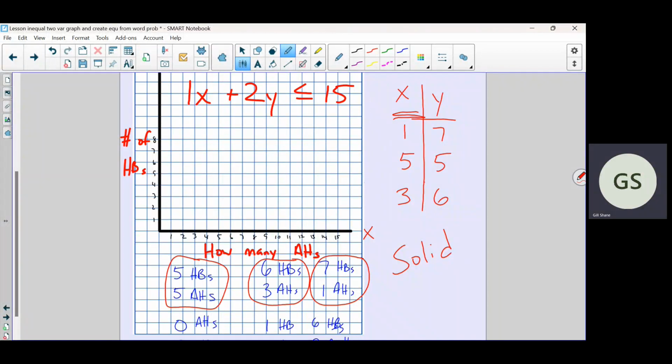So we can create the line using those 3 values. You'll see they'll line up perfectly in a straight line. So 5 and 5 would be right here. What's the next one? 6 and 3 would be right here. And 7 and 1 would be right here. If I now connect those, we would have, I'll do my best to make that pretty straight.